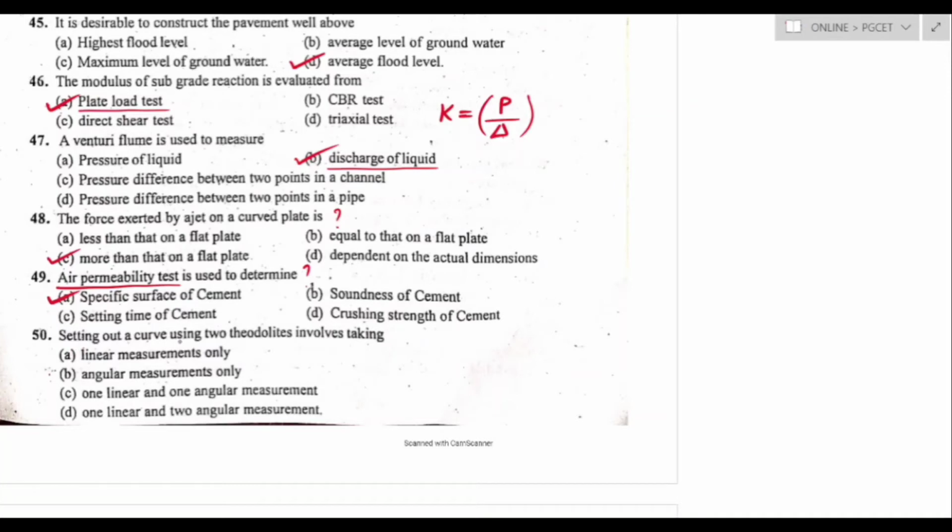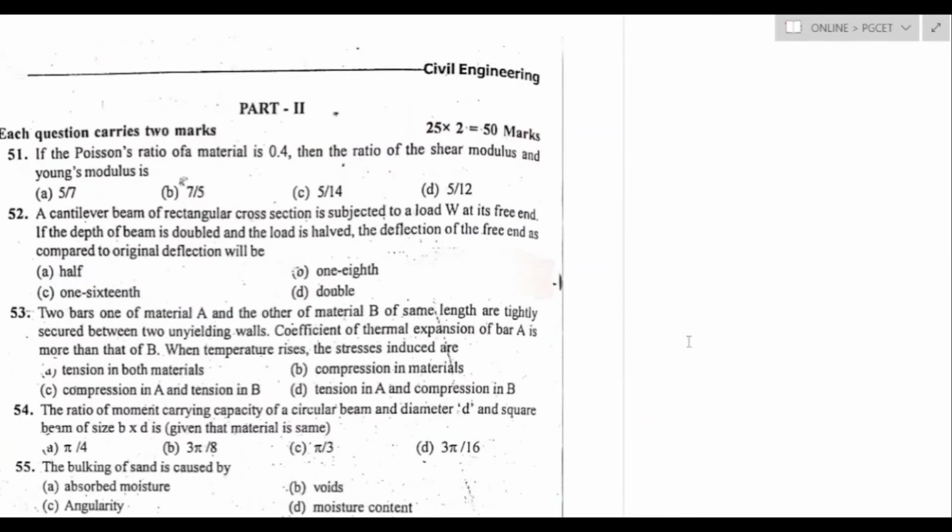Question number 50. Setting out a curve using two theodolites involves taking angular measurements only. Option B is the right answer. This completes the part 1 questions. Now let's start with the part 2 questions.